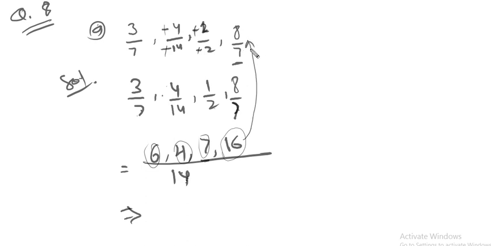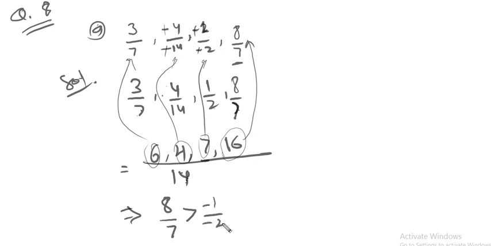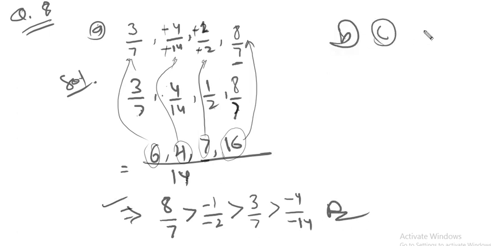This is for this, 16 for this, and 7 for this, and 4 for this, and this for this, right? So here this is our greatest number, means 8 by 7 is greater than minus 1 by minus 2, then it is greater than this one. 3 by 7 is greater than this one, minus 4 by minus 14, like this. This is your answer. So in this way you have to solve B, C and D part.